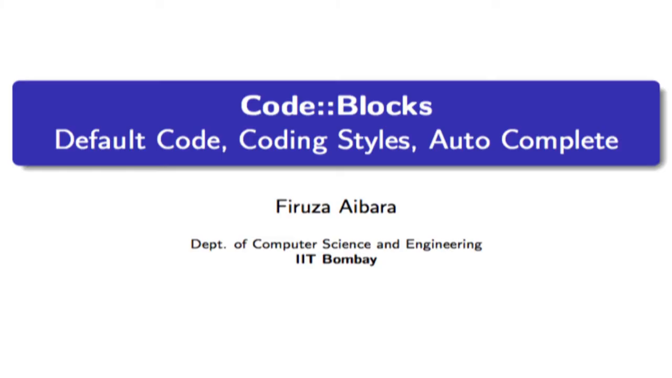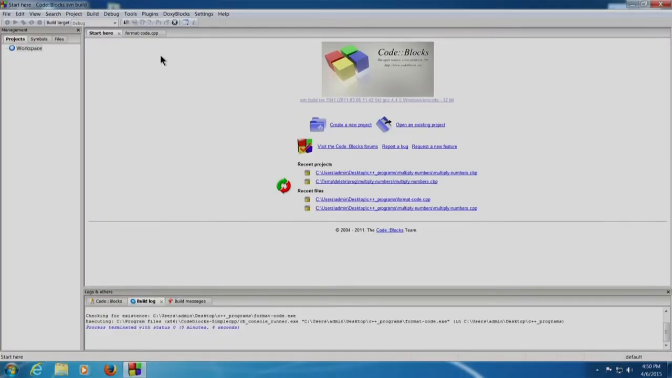Welcome to the course on computer programming and to the session on code blocks. In this session, we will see how to customize the default code provided by code blocks while creating a file, the different coding styles, and finally the autocomplete feature. So let's begin by modifying the default code.